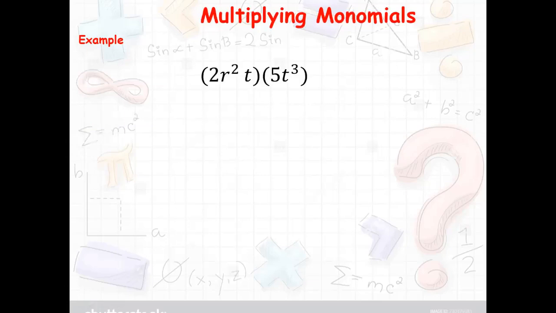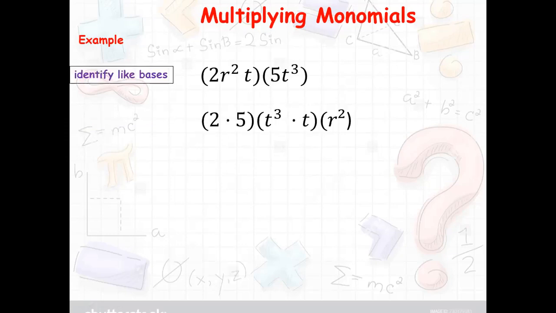Here we have r squared t multiplied by 5t cubed. What are you going to group here first? Always group the numbers first. So we have 2 multiplied by 5. These are the two bases we have. We multiply the bases first, and then we have a t here and a t here. So t cubed multiplied by t. There is a t, that's this t, and this is t cubed. Now r squared is only here. There is no r squared here, so we leave r squared alone.